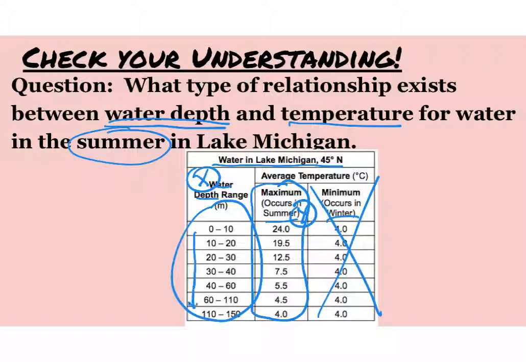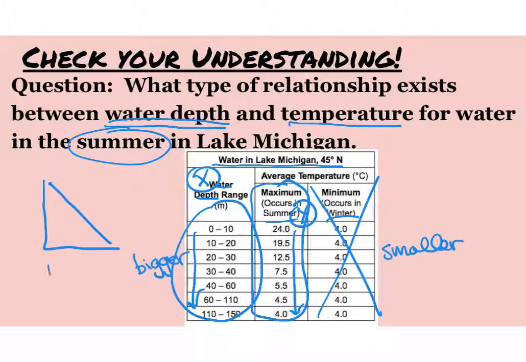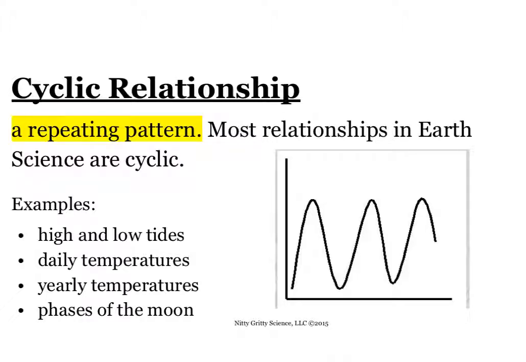As I go down the chart, these numbers are getting bigger, they're increasing. And as I go down this chart, these numbers are not getting bigger, these are getting smaller. So in this case, we're not looking at a direct relationship, we're looking at this kind of relationship, which is an inverse relationship. So hopefully you got that right. All right, so the last two types of relationship are a little bit different.